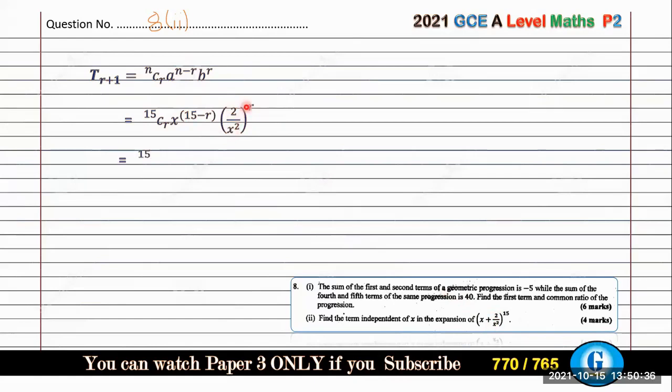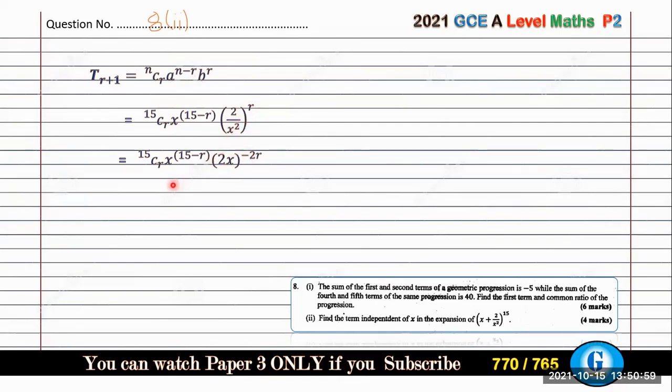So this is what we have. We simplify it. We have x to the power 15 minus r times, this is 2. You can write this as 1 over x to the power 2, raised to the power r, as x to the power minus 2r. Can you see? So you can write that as 2 x to the power minus 2r.